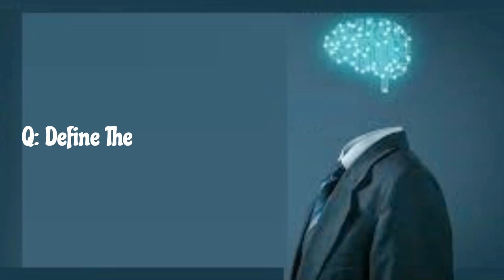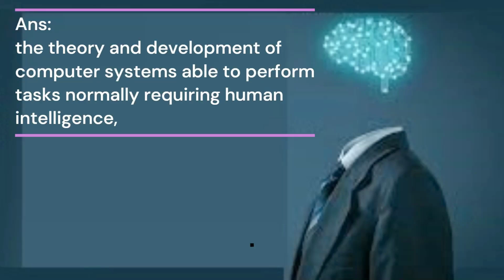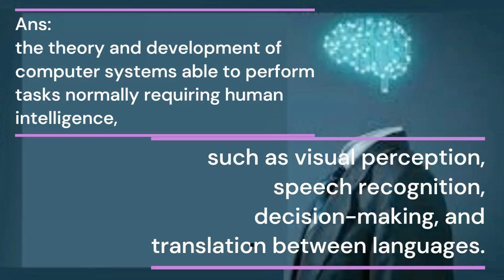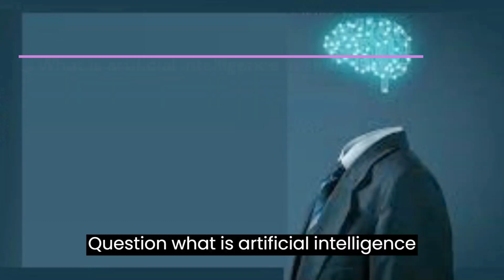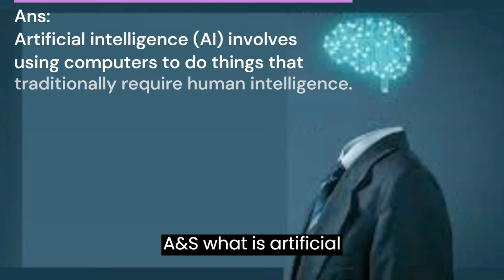Answer: the theory and development of computer systems able to perform tasks normally requiring human intelligence, such as visual perception, speech recognition, decision-making, and translation between languages. Question: what is artificial intelligence in simple words? Answer: what is artificial intelligence?